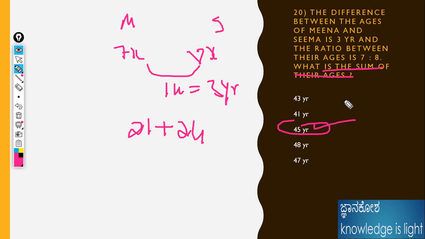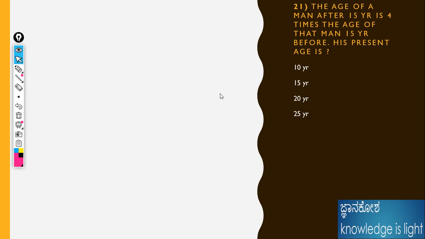Like that, while using this, 1 unit is the difference between the ages, and the given difference in years is 3 years. Therefore the total sum of the ages is: 7 times 3 is 21, 8 times 3 is 24, and 21 plus 24 is 45, the answer for this question. Okay, next one. The age of a man after 15 years is 4 times his age 15 years before.